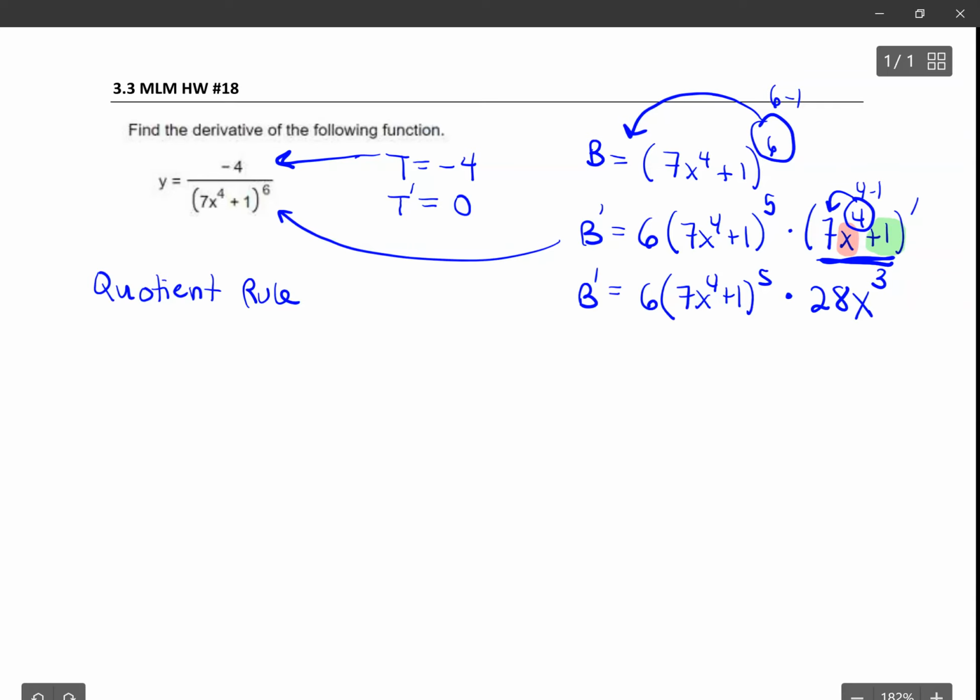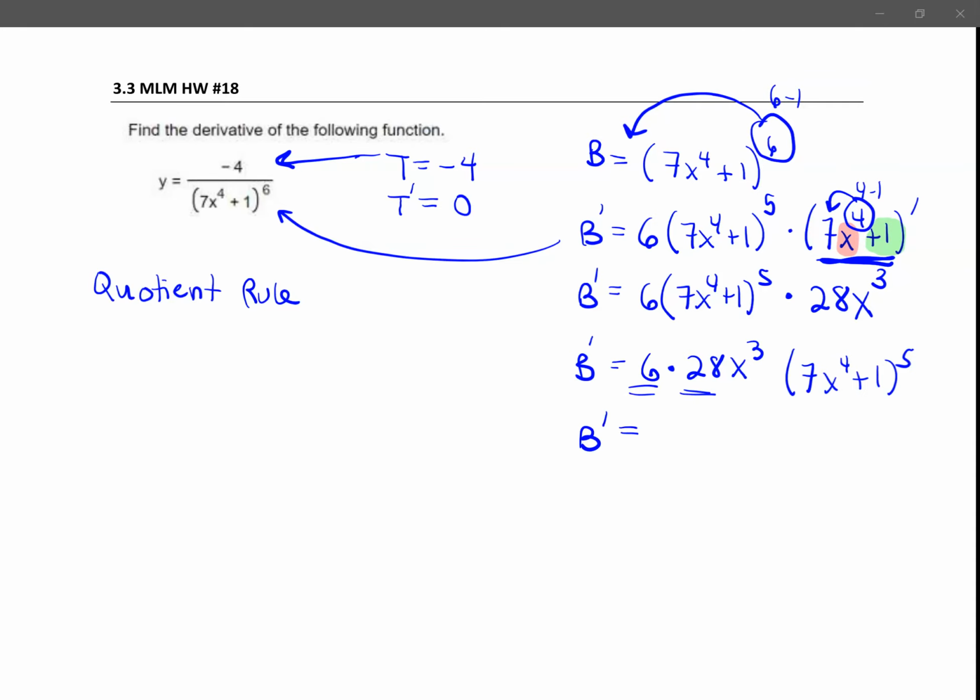Cleaning this up a little bit, I'm going to rearrange the multiplication so I have 6 times 28x to the 3rd times that binomial to the 5th power. Then I'll multiply 6 times 28. What's that? That's 168. So 168x cubed, then I have my binomial to the 5th power. Now I have all the pieces I need to apply my quotient rule.